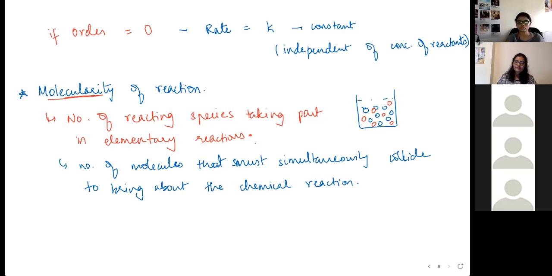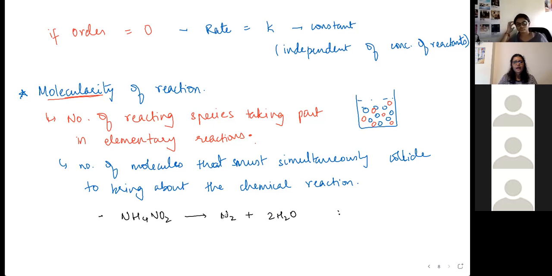So depending on the molecularity, whether it's 1, 2, 3, you again have different types of reactions. You have unimolecular, bimolecular, trimolecular, all of that stuff. For example, you have ammonium nitrite, NH4NO2, breaking down to give nitrogen plus water.